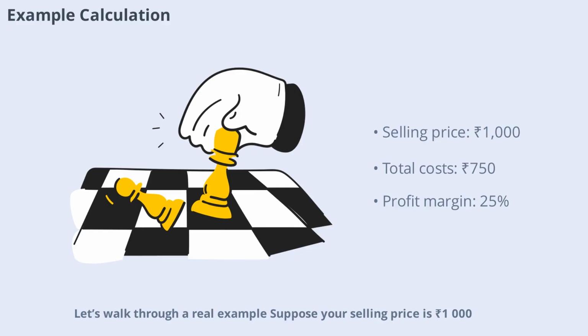Suppose your selling price is rupee 1,000. Your product cost is rupee 400, Amazon fees are rupee 200, shipping is rupee 100, and advertising is rupee 50. Adding these up, your total costs are rupee 750. Subtracting this from your selling price, you get a profit of rupee 250. To find your profit margin, divide rupee 250 by rupee 1000 and multiply by 100, which gives you a 25% profit margin. This example shows how each cost impacts your final profit.